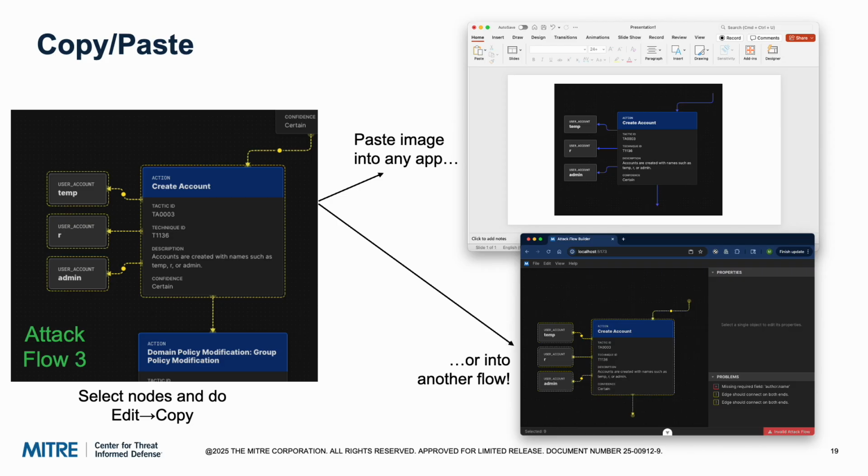The copy-paste feature has gotten a big upgrade in Attack Flow. You can now select items, copy them, and then paste them into a new flow, which is useful for reusing snippets of existing flows, or you can paste it as an image into any application that supports it, such as PowerPoint or Word.